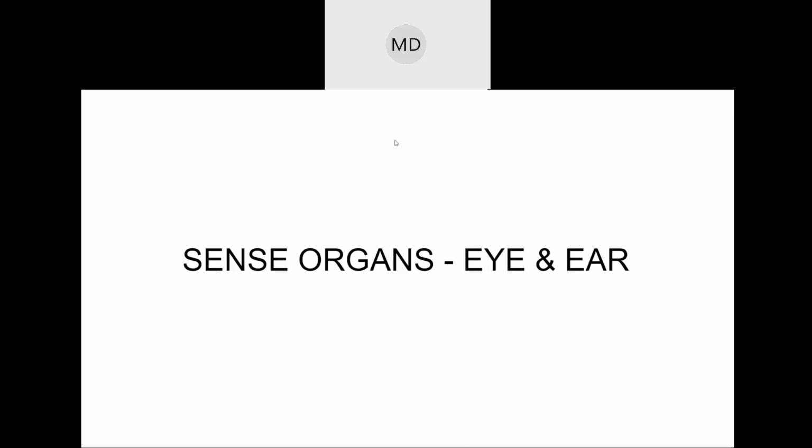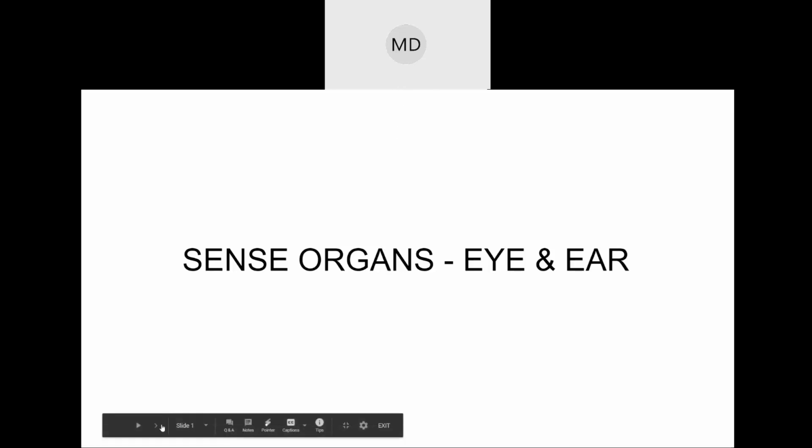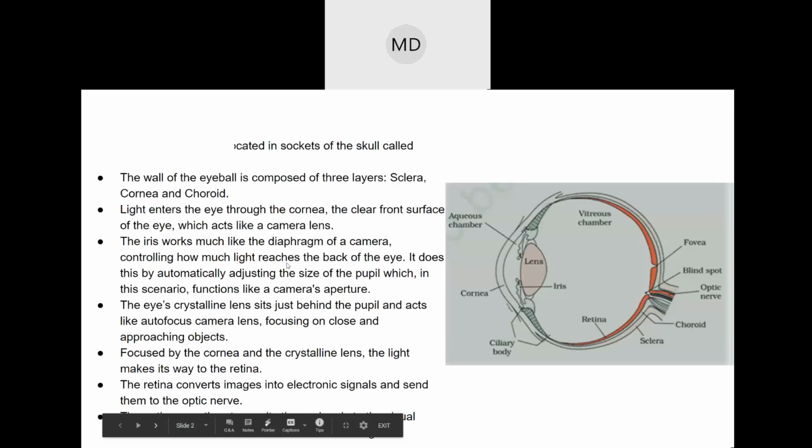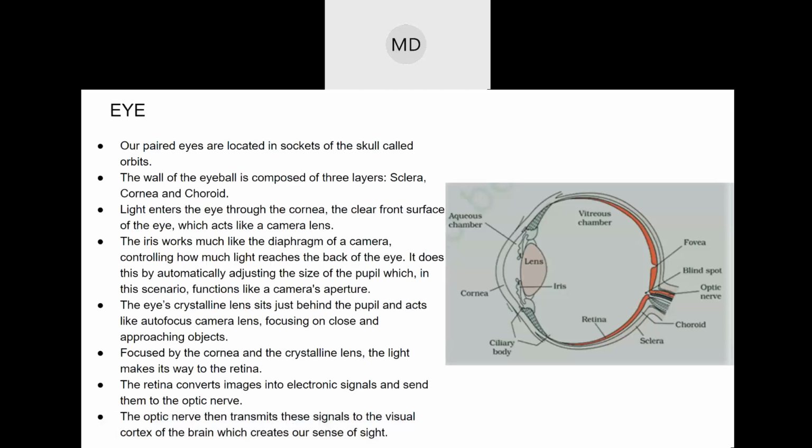Okay, so yesterday we discussed the dual control and coordination chapter. Today we will discuss sense organs. All of you know about sense organs, I guess. How many sense organs are there? Can you tell me how many sense organs there are and name them?